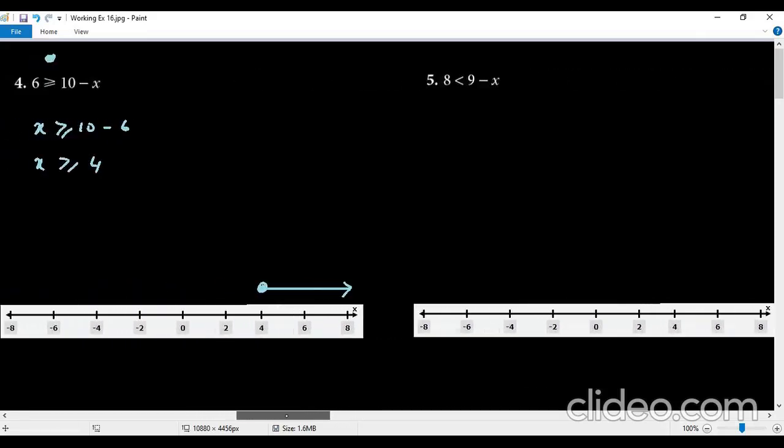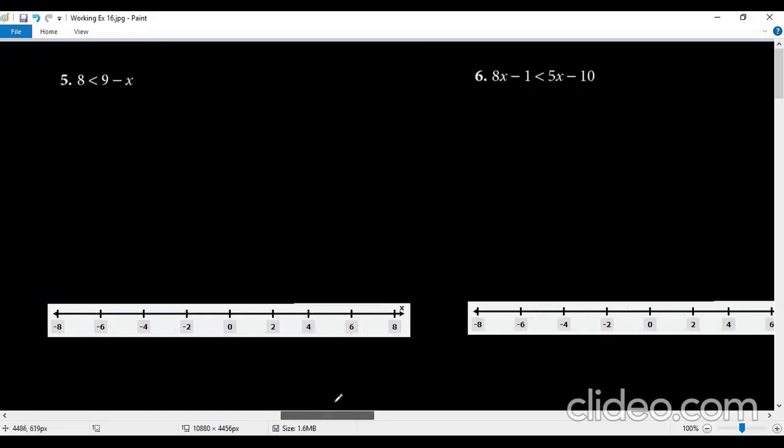When it comes to question number 5, you must remember that this circle is going to be empty. This circle is going to be also empty. And in here, I will bring x towards this side to make it x positive. And this is going to be 9 minus 8. So that means x is greater than 1.